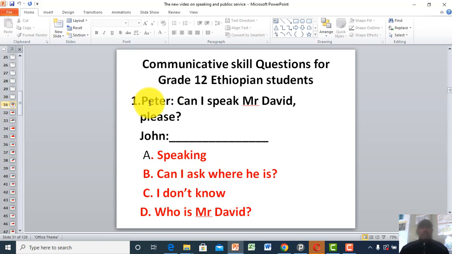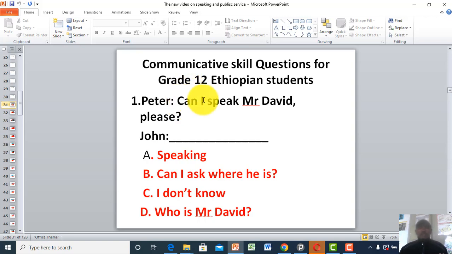This question is Part 2. The first question: there is a conversation between Peter and John. Peter says, "Can I speak Mr. David, please?" First, what kind of question is this? Is this shopping? Is this telephoning? Is he asking and giving directions? What do you understand from the given opening question? We focus on that. Our attention is on the opening statement, please.